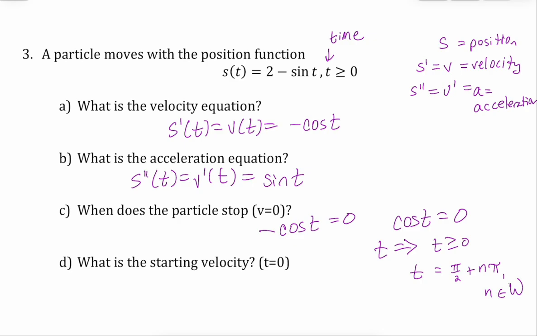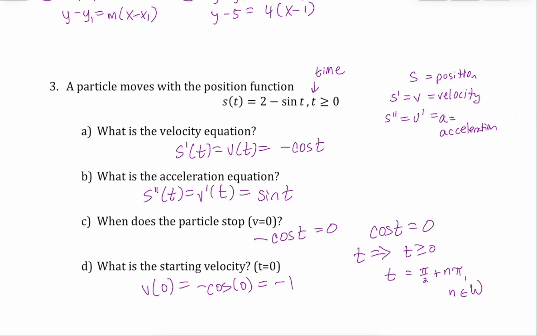What is the starting velocity? So all they're asking us is to take our velocity equation, plug in 0. These are easy, actually, once you know how they're all connected. The velocity at time 0 is just the negative cosine of 0, or -1. So that might be that it's slowing down, or going backwards. There's lots of ways. It depends upon what it's looking at.